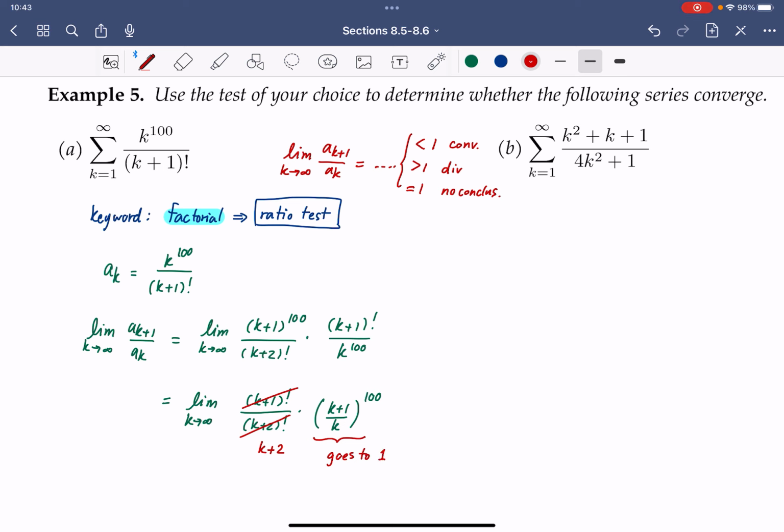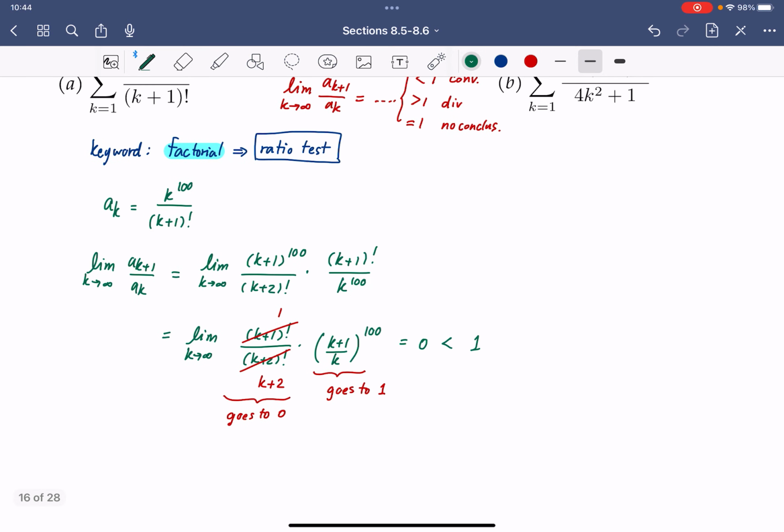So you can imagine that it's actually 1 plus 1 over k, and that is the limit. The limit of 1 is 1, the limit of 1 over k is 0, so it actually goes to 1. So basically, at the end, once you compute the limit, this thing goes to 1, and the term that you have in the front is 1 over (k plus 2), it's going to go to 0, right? So the first term goes to 0, the second term goes to 1. So actually it is equal to 0, which is less than 1. So the series is convergent.